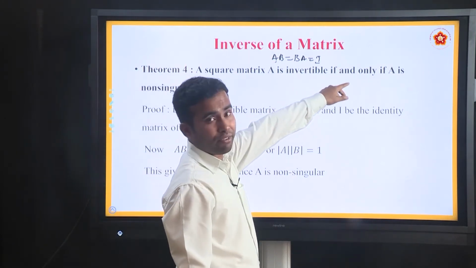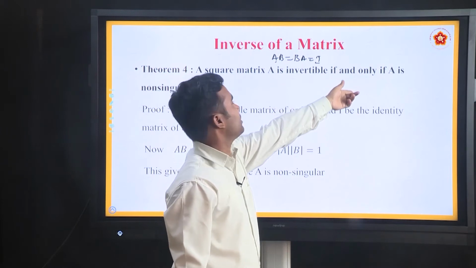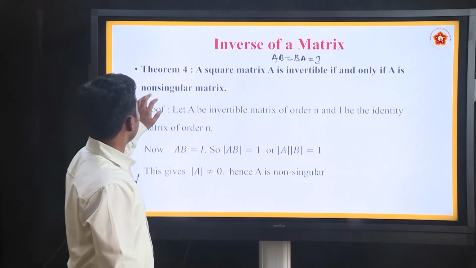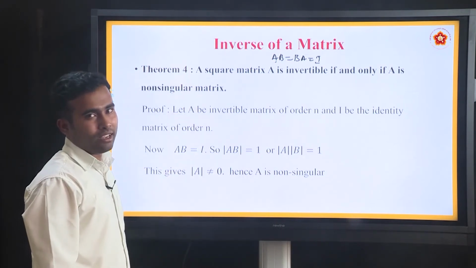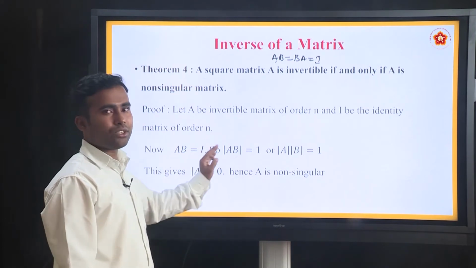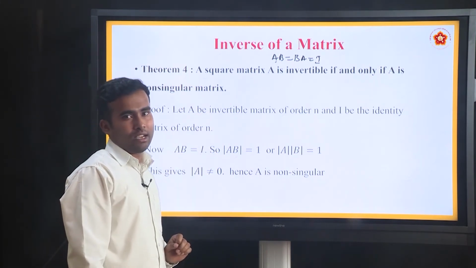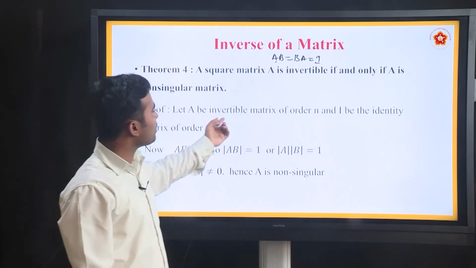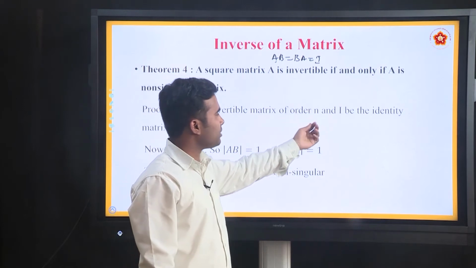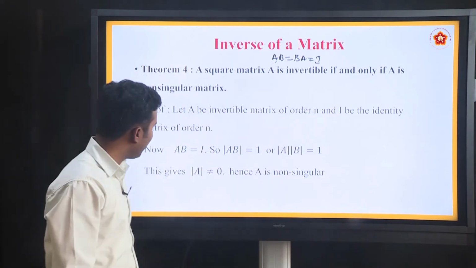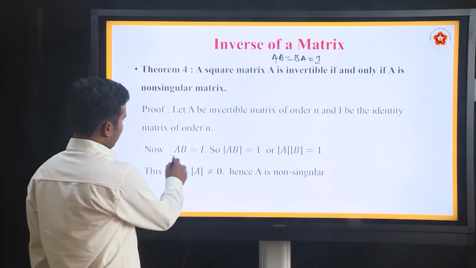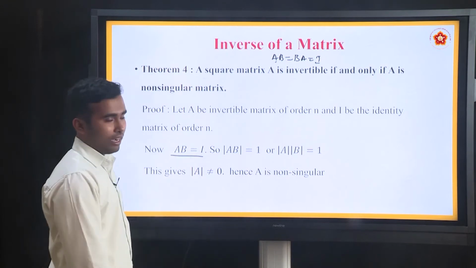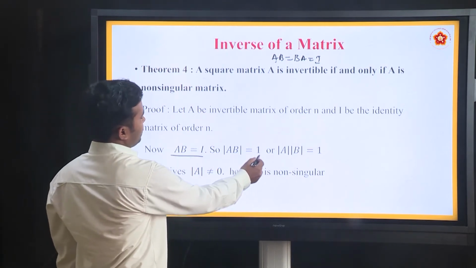If and only if. What does if and only if mean? Conversely, we should prove the statement in reverse order: if A is a non-singular matrix. Just now I told you, if it is non-singular, then only the inverse exists. Otherwise, the inverse does not exist. So let A be the invertible matrix of order n. Then I should also be of the same order n. Now we can use AB from that definition. AB is equal to I, and determinant of AB is equal to 1.